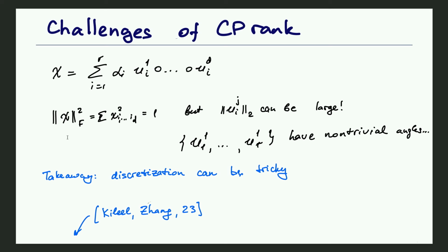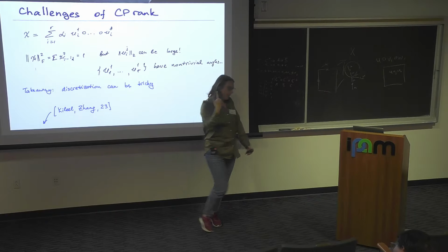Actually, I think that the thing for CP rank was recently done, and I have something about it, but I want to show the complexity. So we have these tensors parameterized this way. We can assume that they have norm one by regularization. But what would be classically done based on the previous thing?